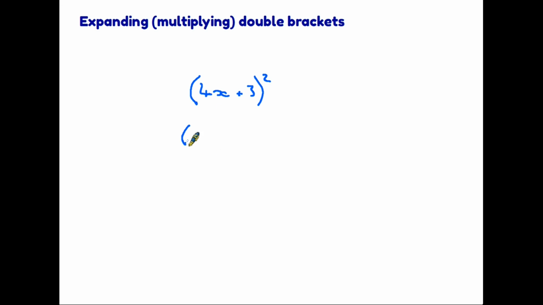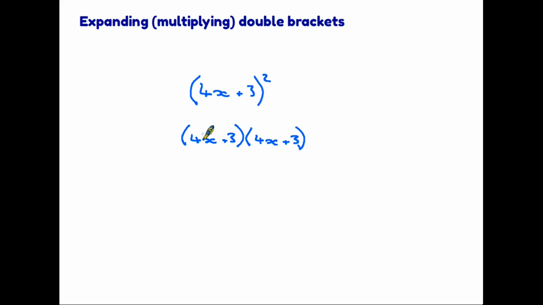So, the first thing we need to do is rewrite this whole sum by putting 4x plus 3 and multiplying it by 4x plus 3. We are multiplying the whole bracket by itself. That is what the squared is telling us to do. Once we have this, we can then go on to solving the problem as we have previously.